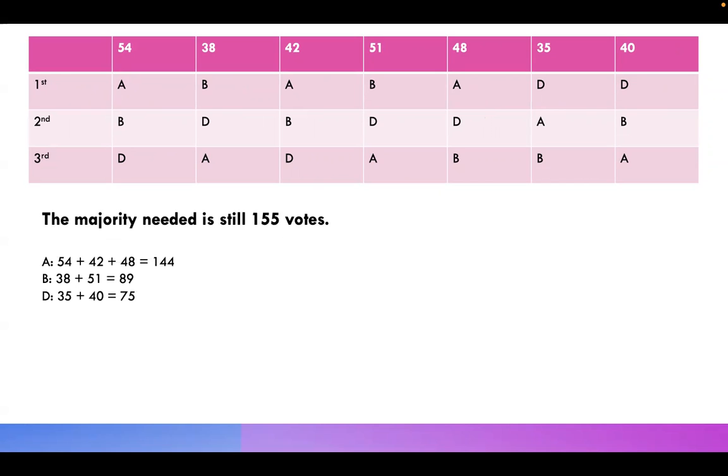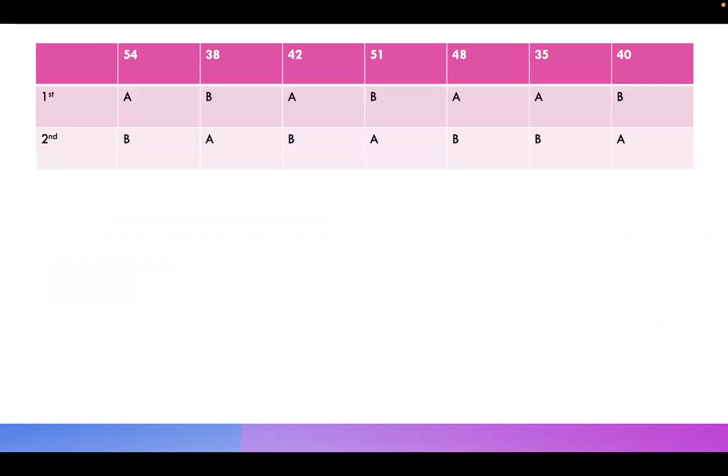So we recount. Because the column where C was first moved up and A became the new winner there, now A is up to 144 votes, where B and D continue to stay where they are at 89 and 75 respectively. We still don't have 155 votes for a single candidate, so the lowest number is eliminated, which is candidate D. So because candidate D is eliminated, again, we go to our table, we erase everywhere you see candidate D, and we move the letters up.